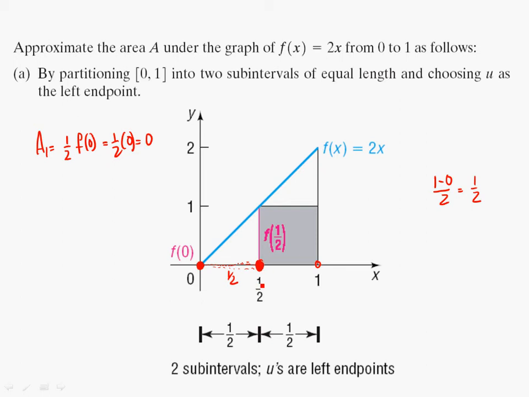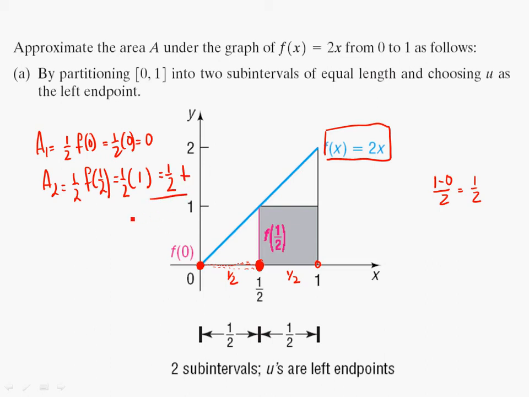Then you take your second endpoint, which is at a half. The distance from a half to 1 better be a half again. So area 2 here is still that base of a half, and now you take the function value when you plug in a half into the function. What do you get when you plug in a half into f of x equals 2x? You get a 1. So a half times 1 is 1/2. Add those two together. So right now my estimate is 1/2. That's not a very good estimate. We okay with that?